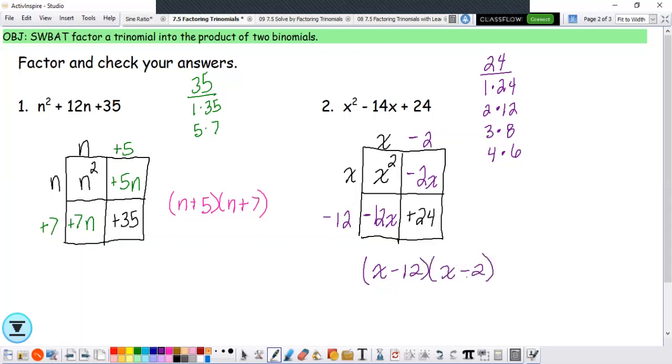Now, the order that I write my factors does not matter. You may have noticed that over here I wrote the factor expression that was on the top first, and this time I wrote the expression that was on the side first. It really doesn't matter because remember, multiplication is commutative, so 3 times 4 is the same thing as 4 times 3.